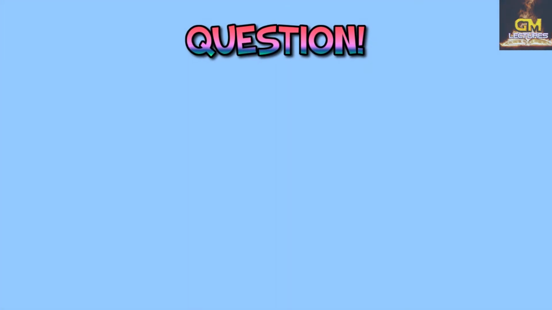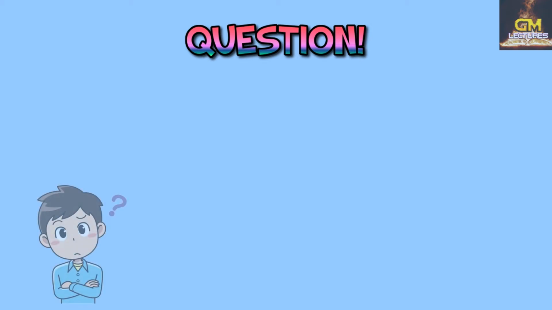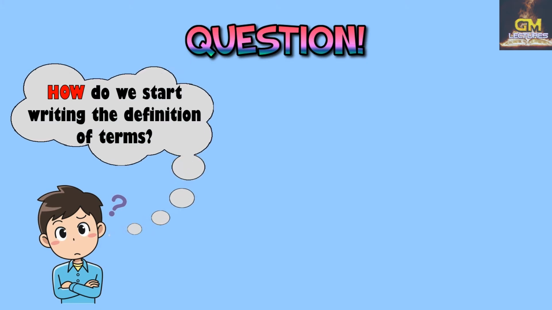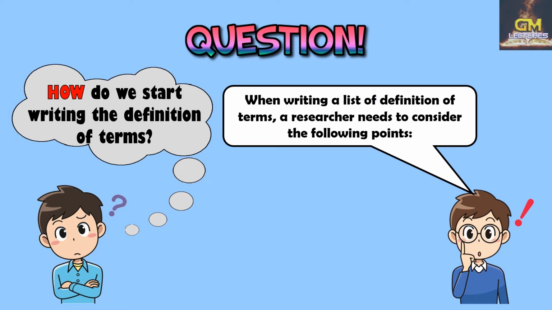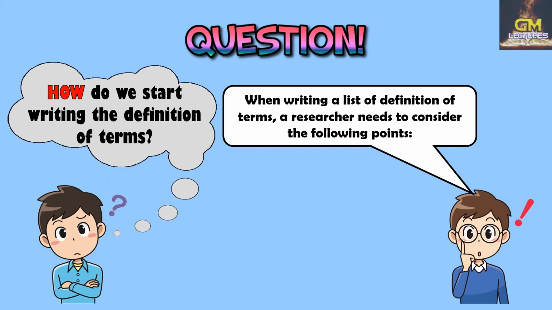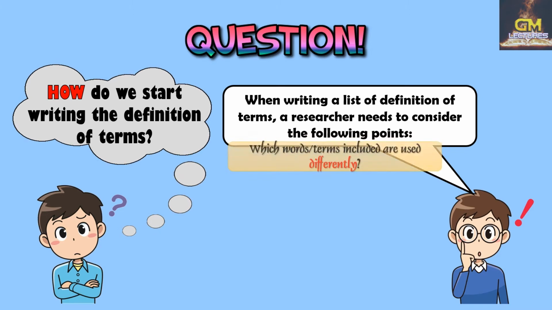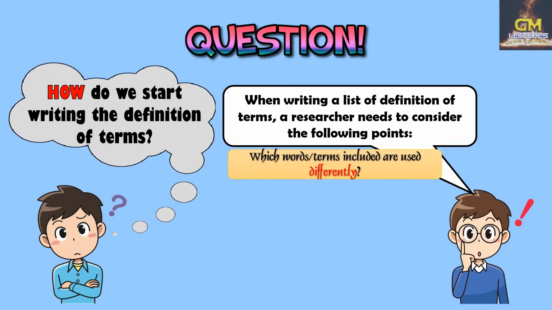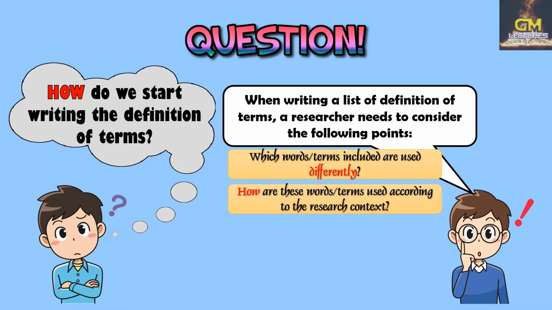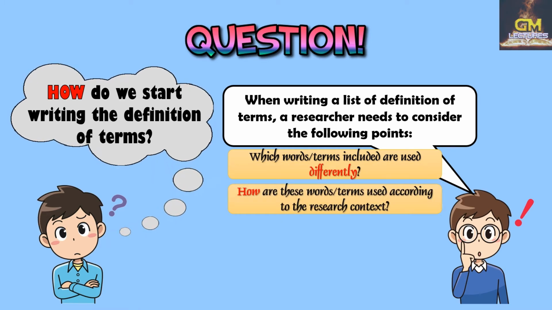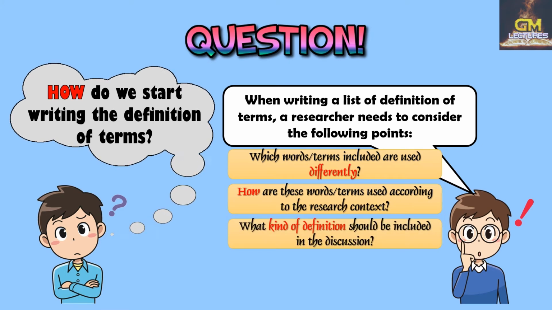After we're able to distinguish the difference between a conceptual definition and an operational definition, the next question would of course be, how do we start writing the definition of terms? When writing a list of definition of terms, a researcher needs to consider the following points. First, which words or terms included are used differently? Second, how are these words or terms used according to the research context? And lastly, what kind of definition should be included in the discussion? Let's focus on the first concept.